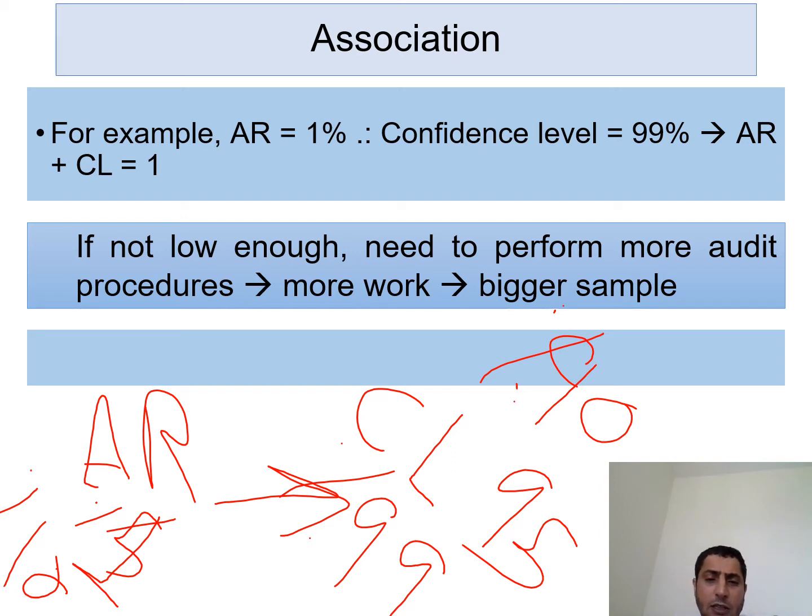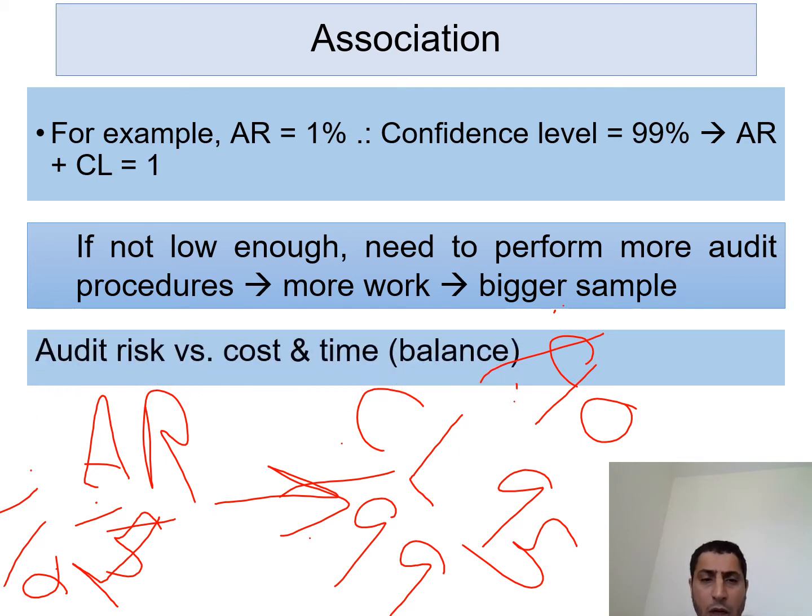So in that case, we can see here that it is also about cost. It's related to audit risk versus the cost and time balance. So when the auditor is in the stage of deciding and setting up the audit risk, they need to consider the cost and time, because cost and time will lead to more work and so on.